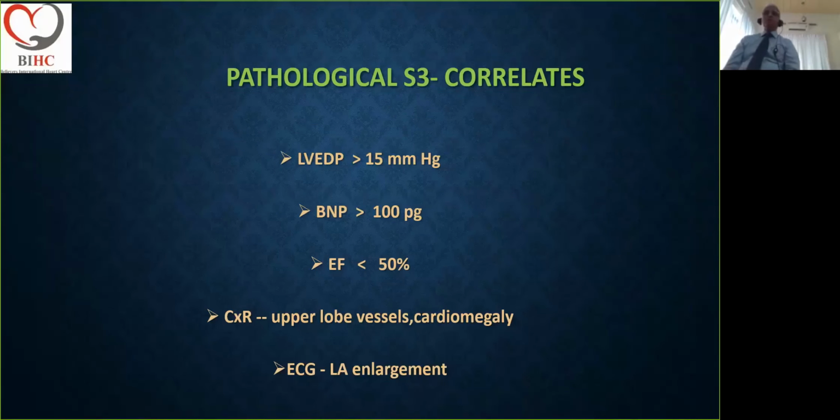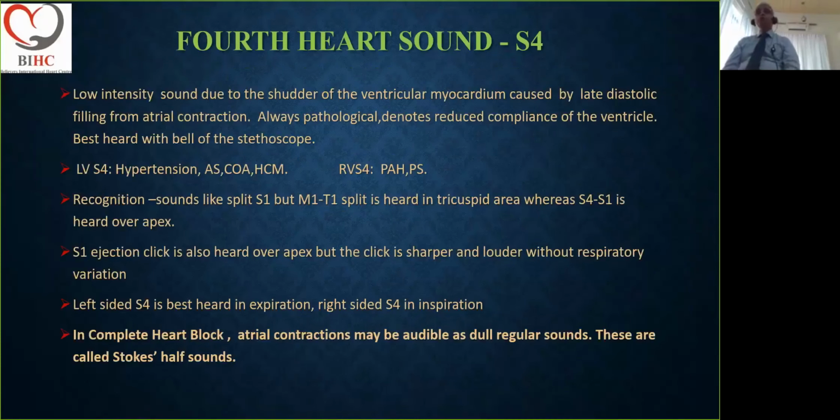Now the fourth heart sound. It's a low intensity sound due to the shudder of the ventricular myocardium caused by the late diastolic augmentation of LV filling from the atrial contraction. It is always pathological and it means the ventricle has become too stiff. You hear it with the bell of the stethoscope. So an LV S4 is heard with hypertension, aortic stenosis, coarctation, hypertrophic cardiomyopathy. An RV S4 with conditions that elevate the RV pressure, either pulmonary hypertension or pulmonary stenosis.